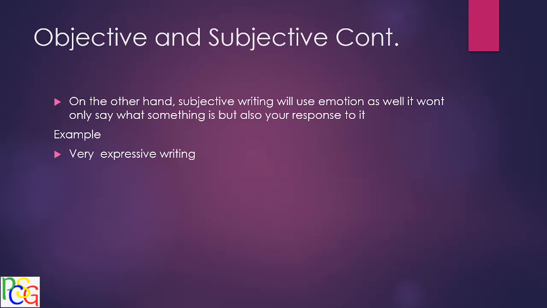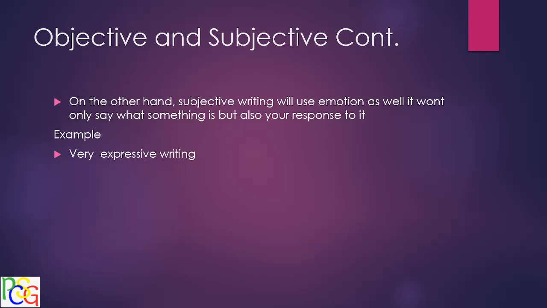Subjective writing, on the other hand, will use emotion as well. It won't only say what something is, but also your response to it. So I won't just describe his face. I would say how it makes me feel, or I would say that is a scary face. I describe my response to it as well. So it's very expressive writing. I wanted to write a long example, but I decided that I would say it instead. So the example is the beach. Let's say I'm talking about the beach.